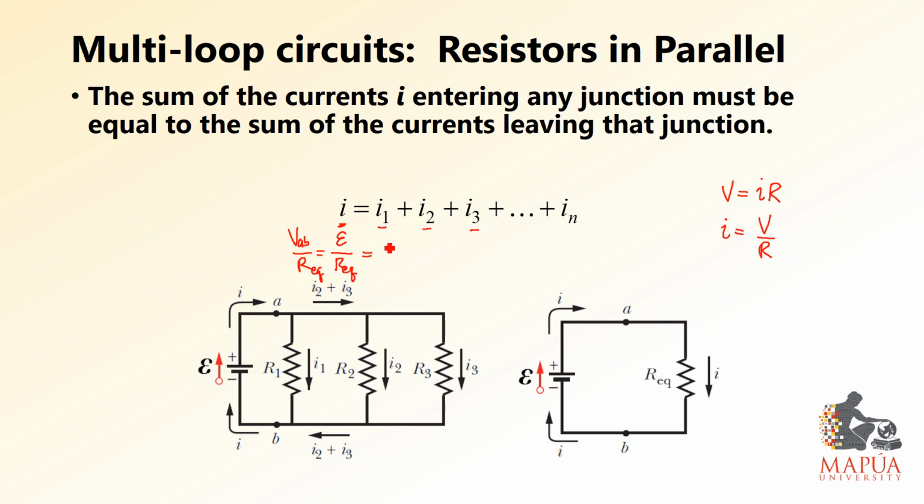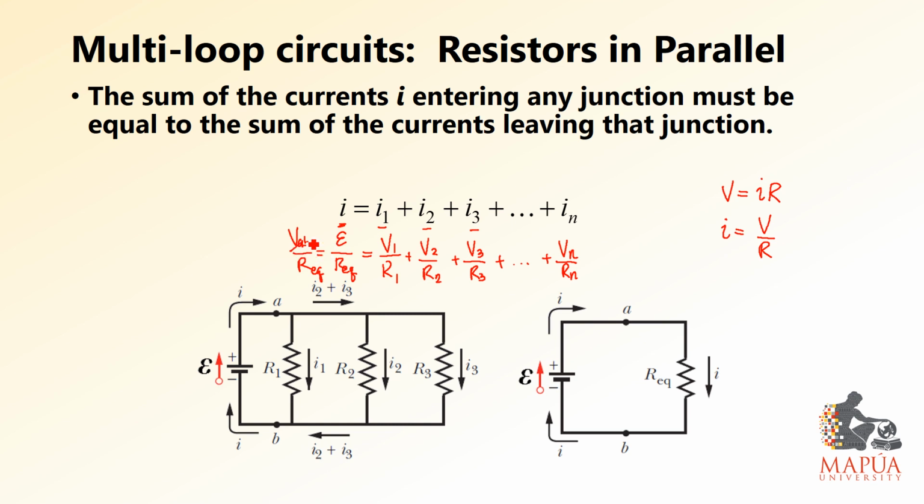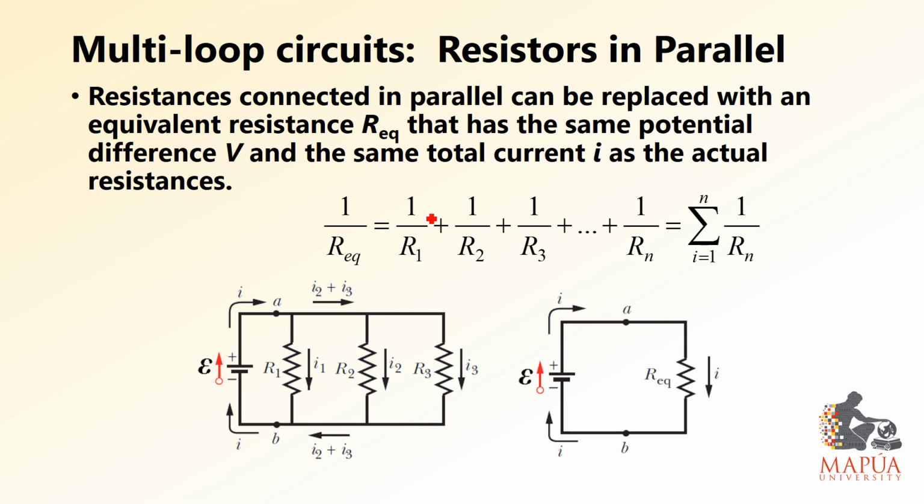And this is equal to what? This is equal to V1, the voltage across R1, divided by the resistance of R1, plus V2 over R2, plus V3 over R3, etc. Remember that V1 is equal to V2 is equal to V3, etc. So that means we can cancel all the V's, including the E. The end result is that we have 1 over R equivalent, and that is equal to the sum of the reciprocals of the resistances of each resistor connected in parallel.